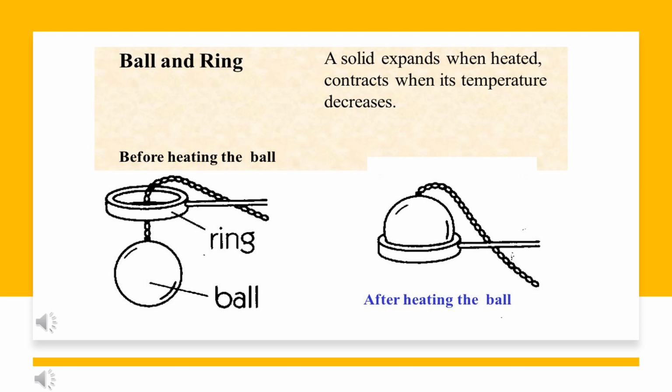If it doesn't pass through the ring, it means the size has increased. So this proves that solids expand when they are heated and they contract when the temperature is decreased. So when the temperature increases, they expand, and when the temperature decreases, they contract. So this property in solids is also known as thermal expansion and contraction. Let us see some more examples which will explain this in detail.